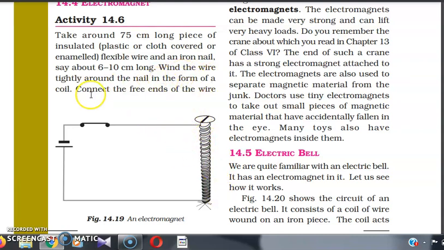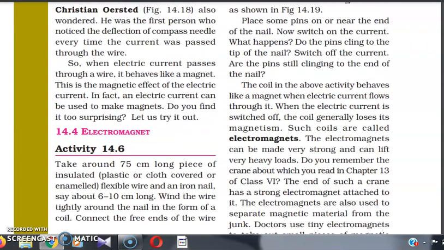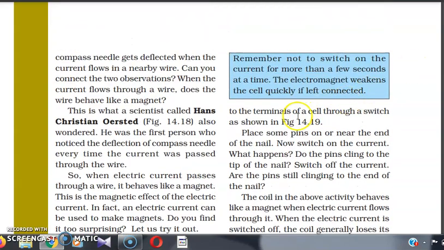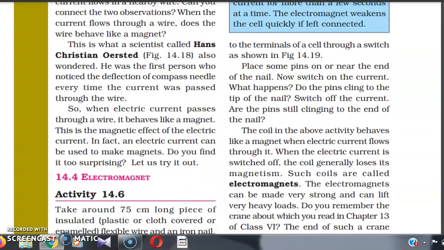Wind the wire tightly around the nail in the form of a coil. Connect the free ends of the wire with a cell. So, we are now making a complete circuit, connecting to the terminals of the cell through a switch as shown in figure 14.19. Here we have to remember not to switch on the current more than a few seconds at a time. The electromagnet weakens the cell quickly if left connected. I will explain this afterwards. So, first we are going to do the experiment.